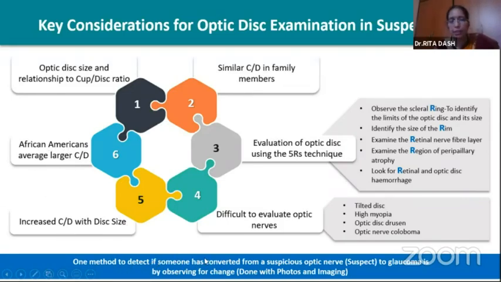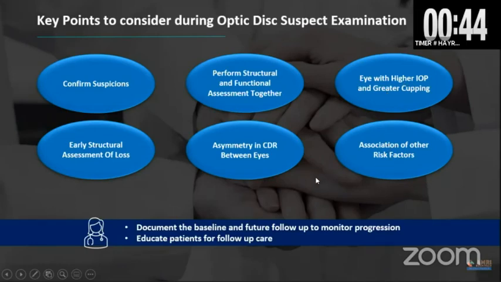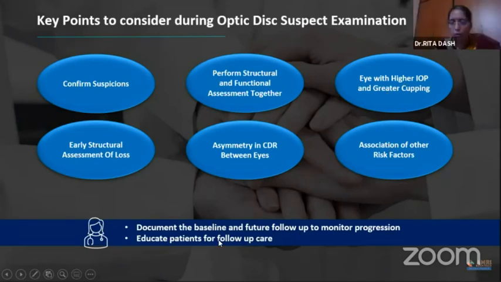And one method is, when a suspect develops into glaucoma, by observing a change either with a photograph or imaging, one should think of treatment initiation. So the key points to consider before treatment initiation: you confirm your diagnosis, because structural assessment is very important. With neuroimaging techniques, perform structural and functional assessment together. Asymmetry should be looked into. The eye with higher IOP and better cupping, and associated risk factors should be taken into account. And document your baseline findings, and educate your patient for follow-up.